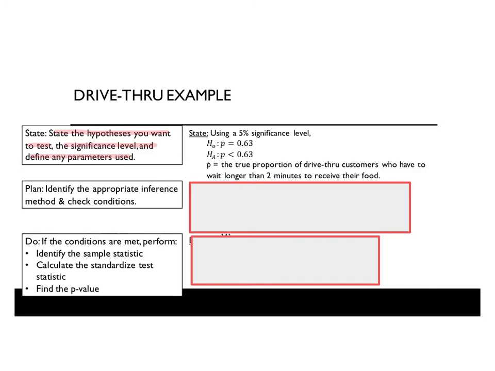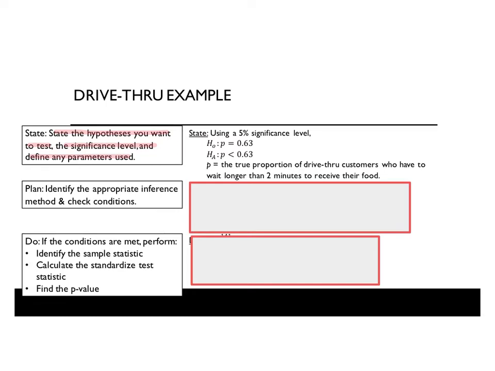So in our state, we're going to use alpha as the 5% significance level. Our null is P equals 0.63. Our alternative is P is less than 0.63. And P is the true proportion of drive-through customers who have to wait longer than 2 minutes to receive their food.